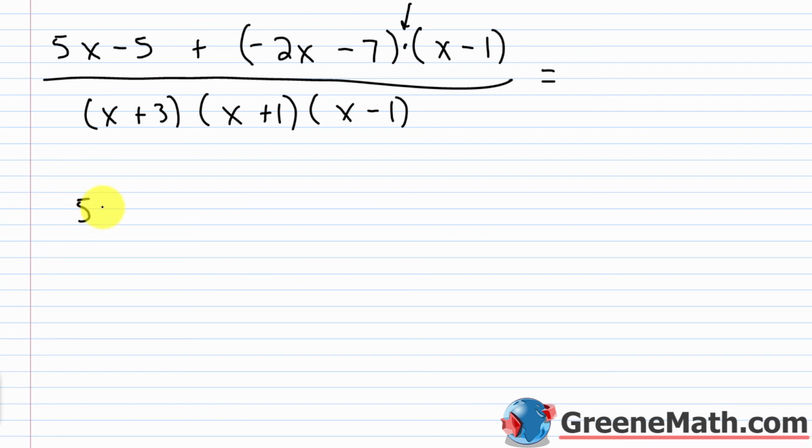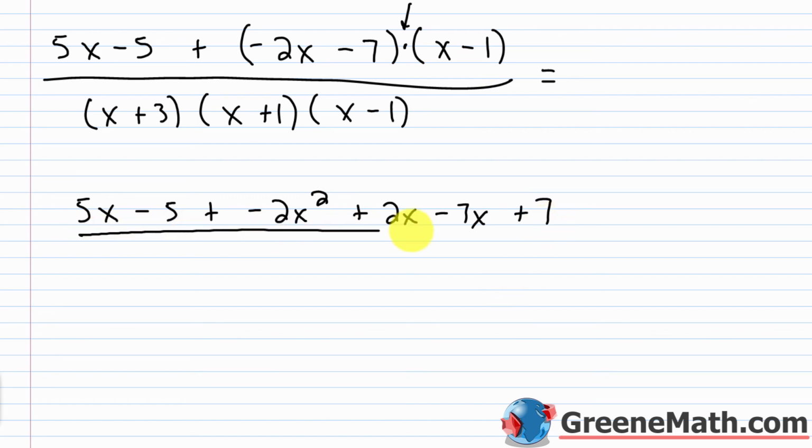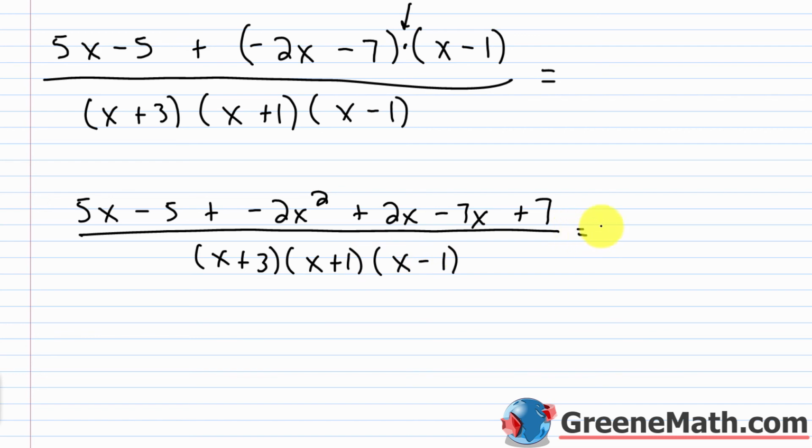So we've got 5x minus 5, and then plus, we want to use FOIL here. So negative 2x times x is negative 2x squared. Then negative 2x times negative 1 is positive 2x. Then negative 7 times x is minus 7x. Then negative 7 times negative 1 is plus 7. So let me write this over that common denominator. We've got the quantity x plus 3 times the quantity x plus 1 times the quantity x minus 1.